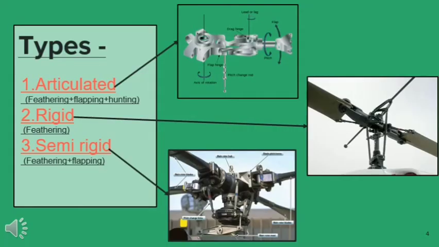Types of main rotor system. There are three main types of rotor system, which are articulated, rigid, and semi-rigid. In these three types, there are three main effects, which are feathering, flapping, and hunting. Hunting is lead lag system.